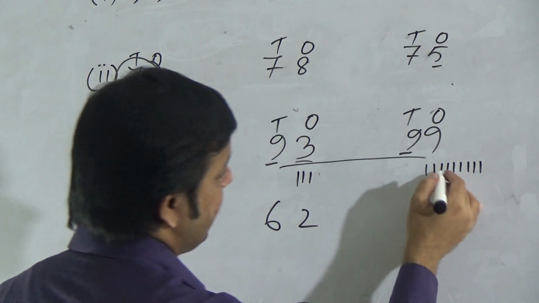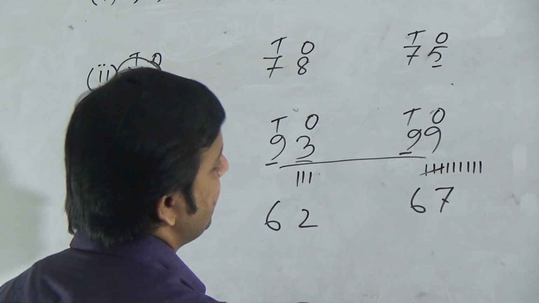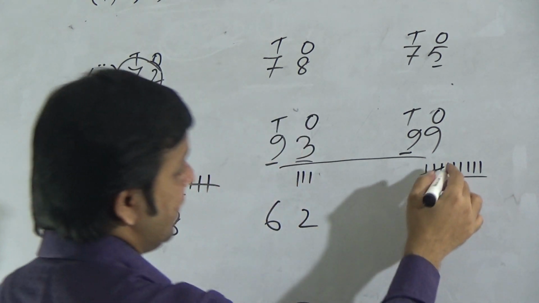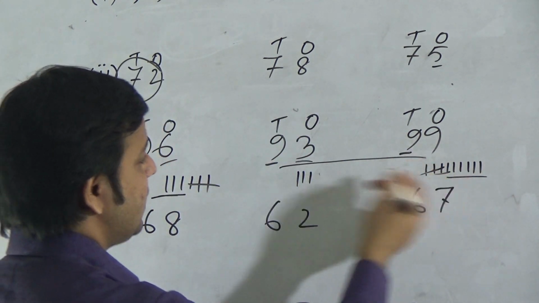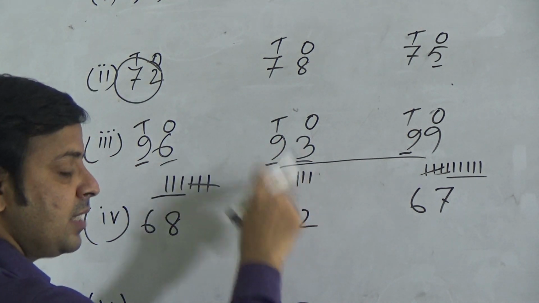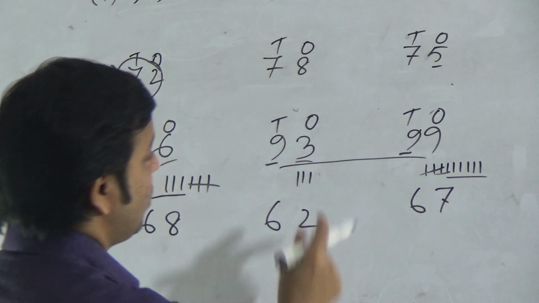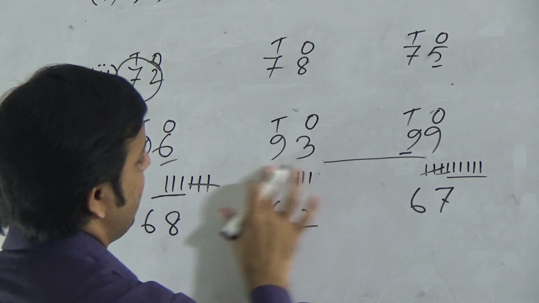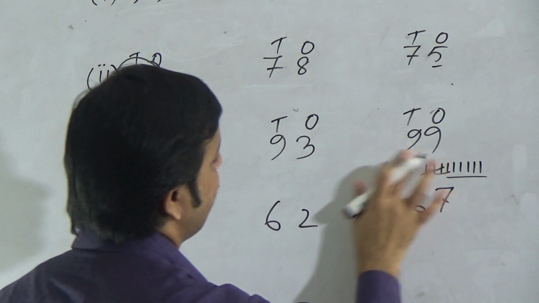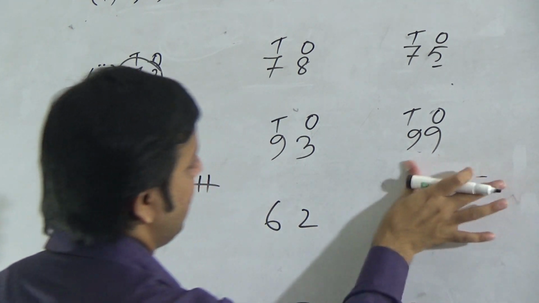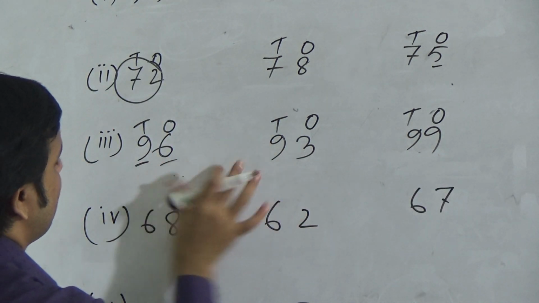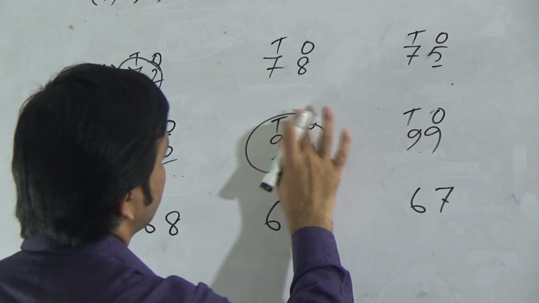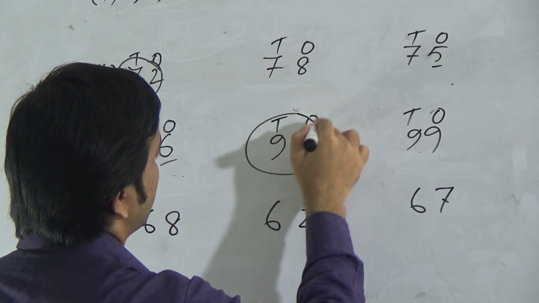Okay, dear students, take 3 sticks. 1, 2, 3. Here 6 sticks more. It means that 9 is larger than 3. It means 3 is smaller than 9. So if we compare these two, 93 is the smallest. So comparing these three, we can say 93 will be the smallest number. So we can circle 93. You can give a circle on 93.